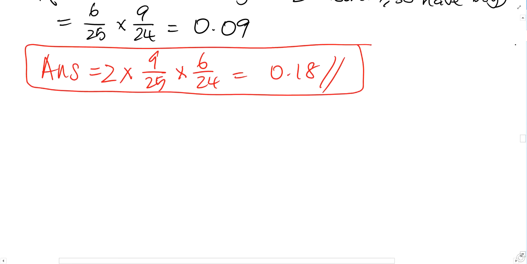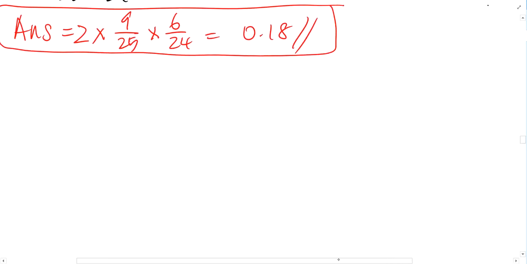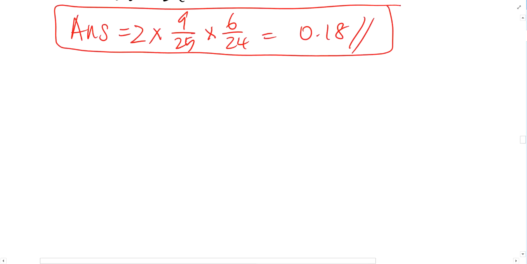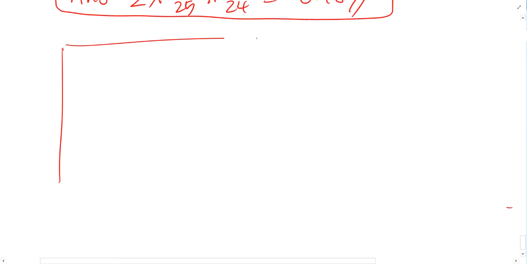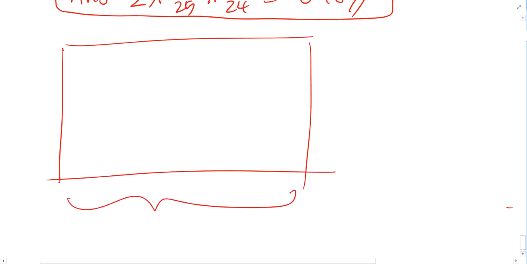And the last question. Question 10. Anybody needs help? Part A, anybody? Okay, work out the mass of the box where she cuts a square side 5 cm from each corner. We originally have a cardboard box. This is 30 cm and this is 20 cm.